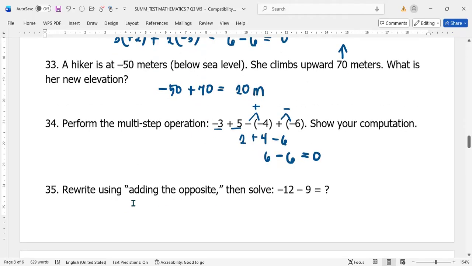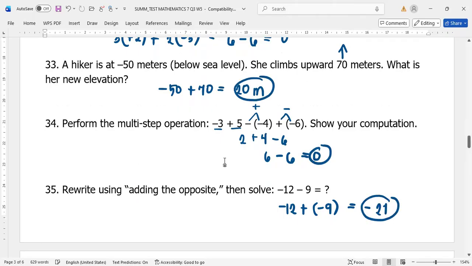Okay, rewrite using adding the opposite, then solve. Okay, so copy, change, change. Then negative 9, that is positive 9. Positive 9, that will be negative 9. Okay, so negative 12 plus negative 9, that is negative 21.